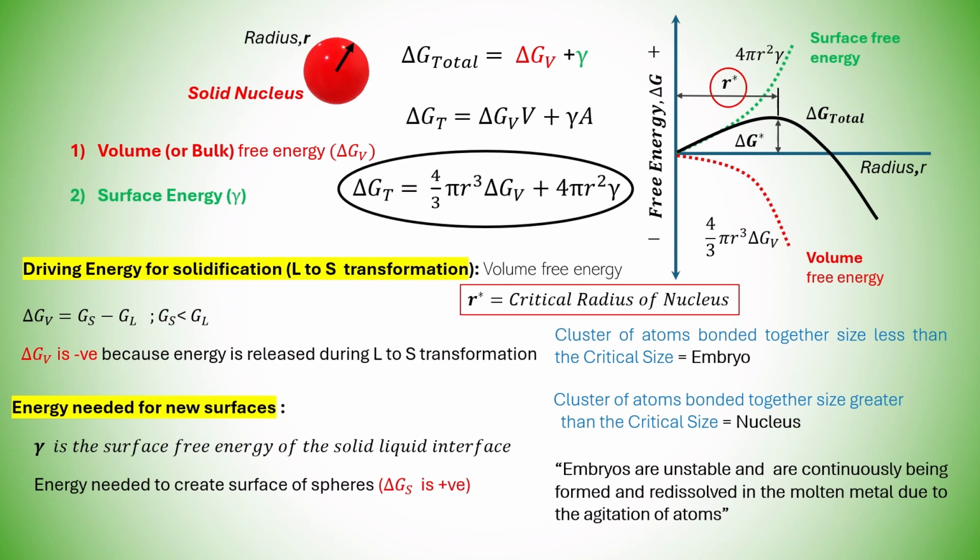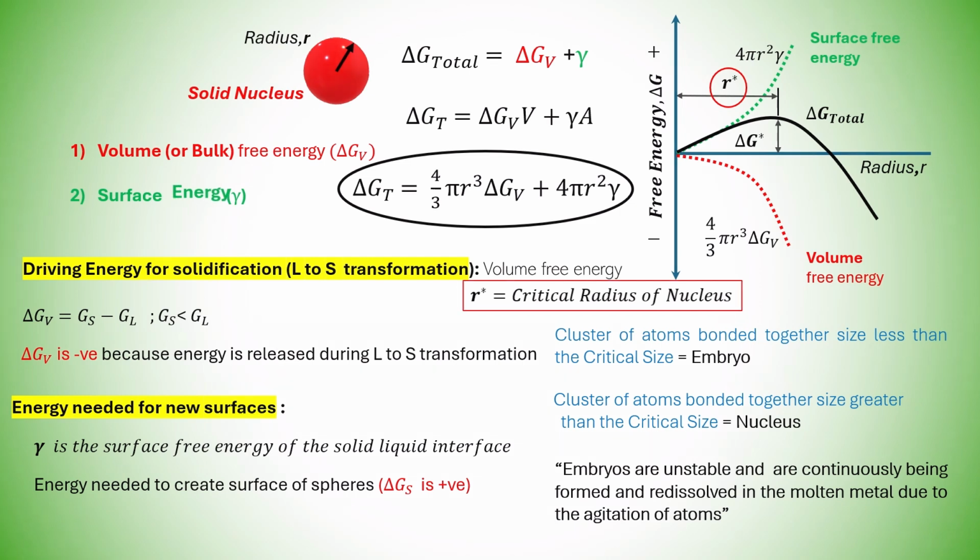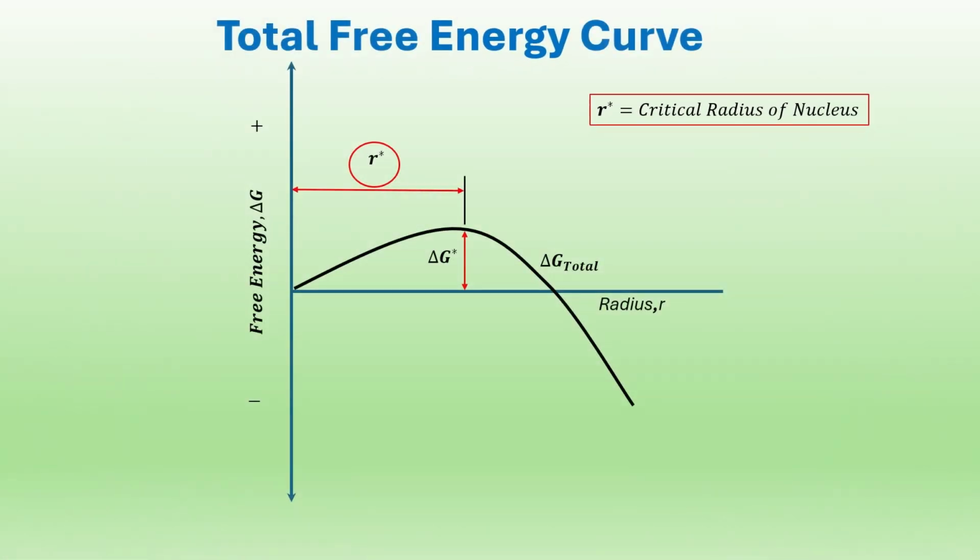Now let us see what we can infer from the total free energy curve. When the radius of the cluster of atoms forming the solid phase is very small, with a radius less than the critical radius for nucleation r star, further growth causes the total free energy to increase, which can be seen by the initial increase in slope of the parabolic curve shown by yellow color. And it is not a favorable condition for the growth of solidification.